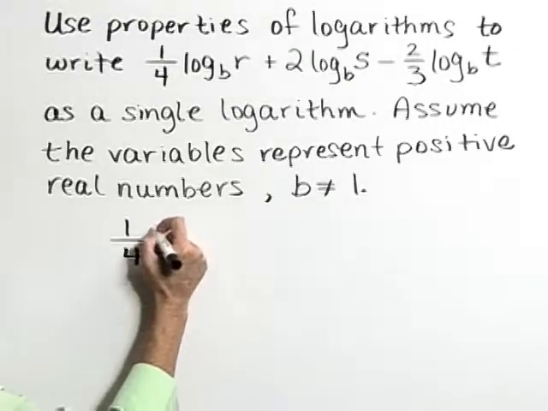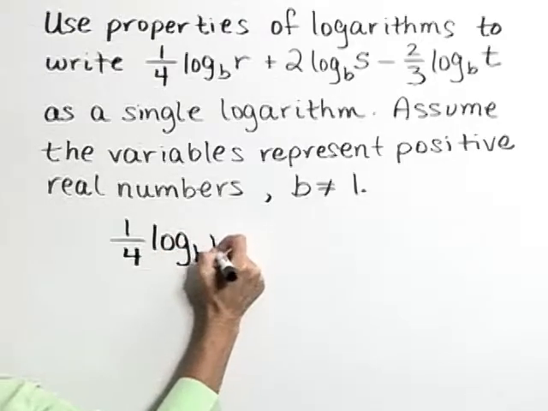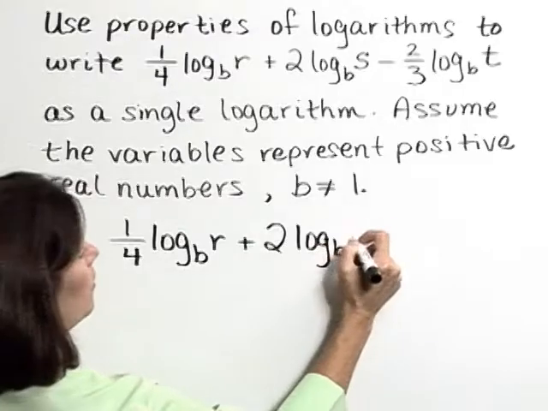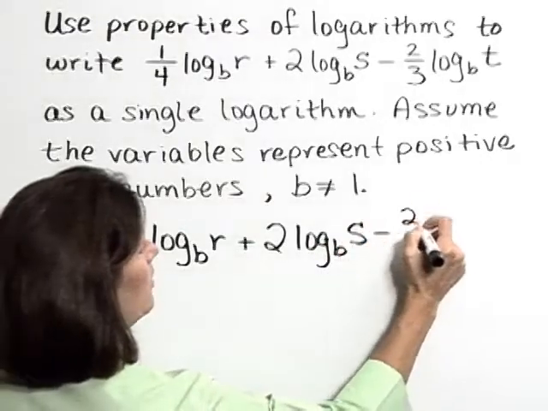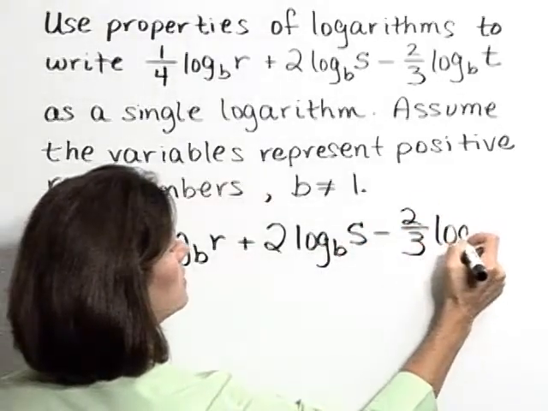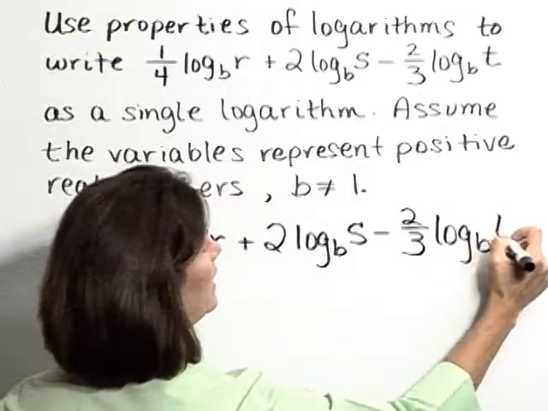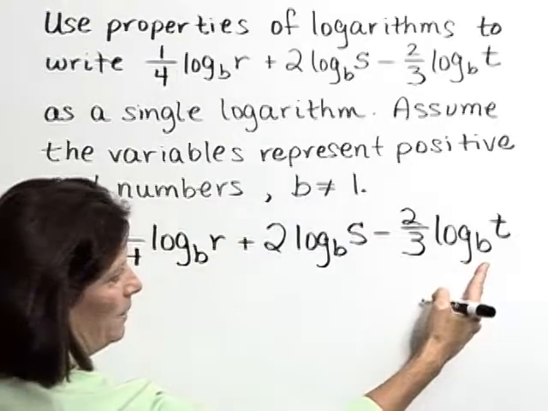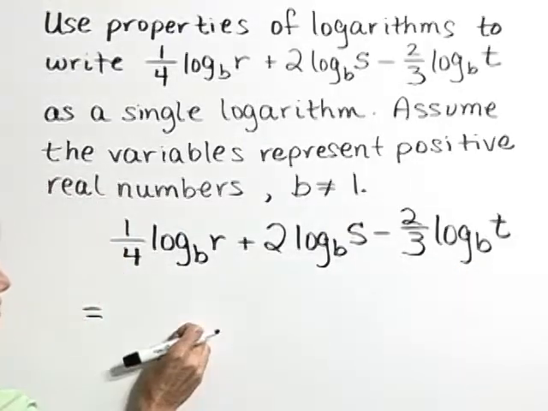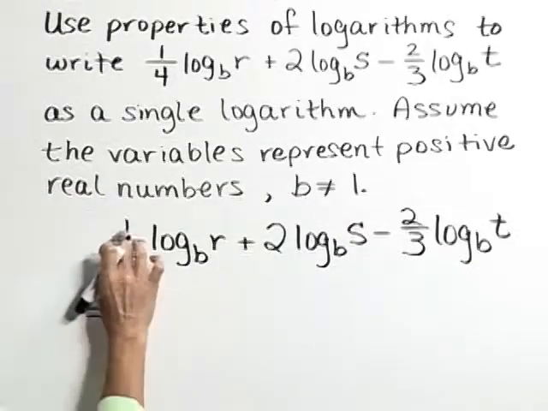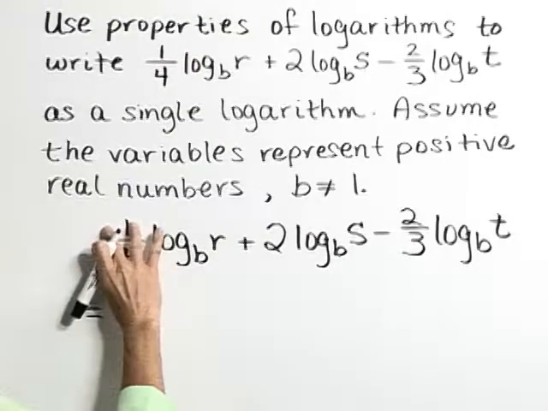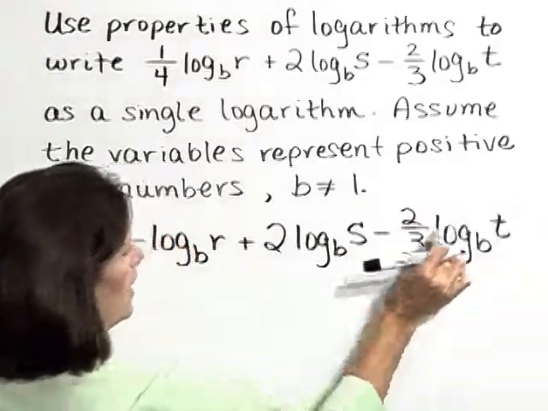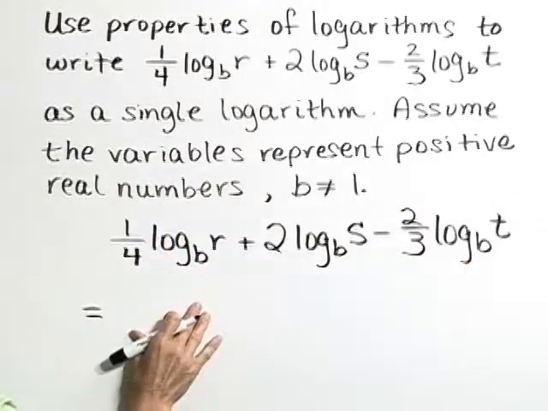We have 1/4 log base b of r plus 2 log base b of s minus 2/3 log base b of t. Notice that these are all log base b. That's going to allow us to bring this all together. I'm going to start with our power rule and bring these coefficients out in the front up to write as powers of our log term here.